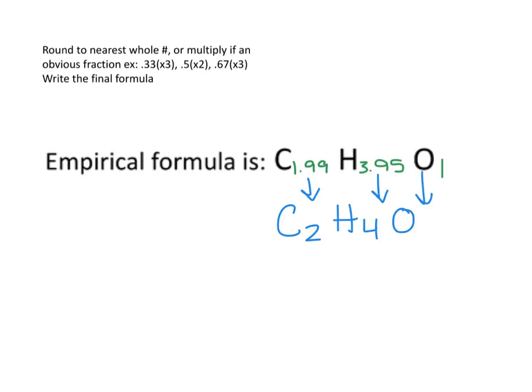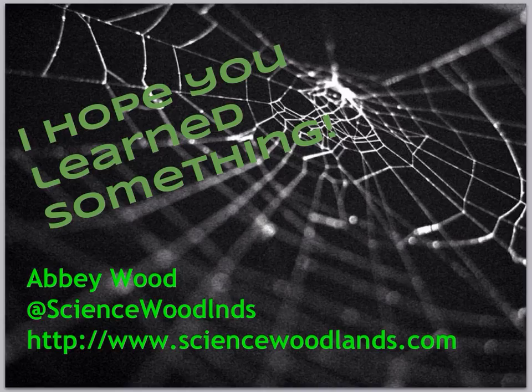If you did have a fraction for one of those values, there's a guide up in the top left corner that helps you see what you can do as far as getting rid of those fractions. So if you have a number that's an obvious fraction like that, then you do need to multiply it by its denominator so that you can get rid of that value. But for most of our examples, our numbers will come out to be something close to a whole number. And those are empirical formulas.